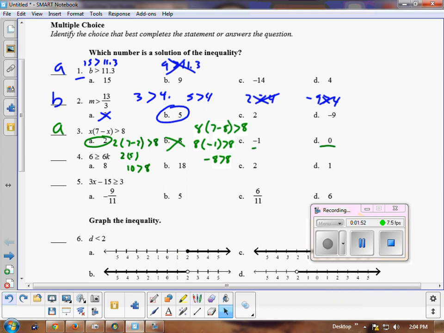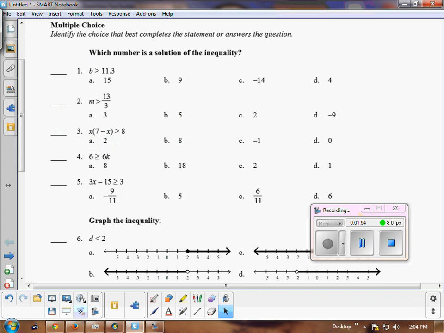Looking at number 4, we test each solution. We can see which one works. If we put an 8 in, we're going to get 6 is greater than or equal to 6 times 8, which is 48. That doesn't work. Let's try a 2, because I don't think 18 is going to work either. Is 6 greater than or equal to 12? That's not true. And let's try a 1. Is 6 greater than or equal to 6? And that is true. So 4 is D.